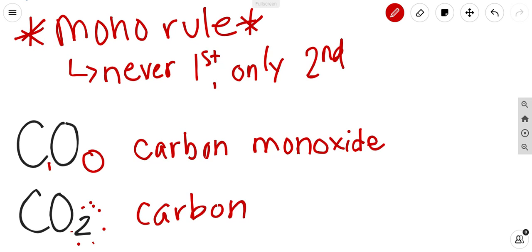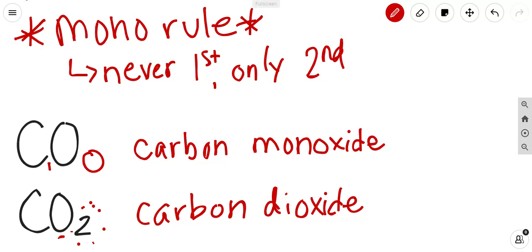What's the prefix that means 2? Di. And oxygen becomes oxide. So we have carbon dioxide. This is what you exhale. So the mono rule is really the only exception. And some of you might get this wrong a couple times until you're like, oh, that's right.